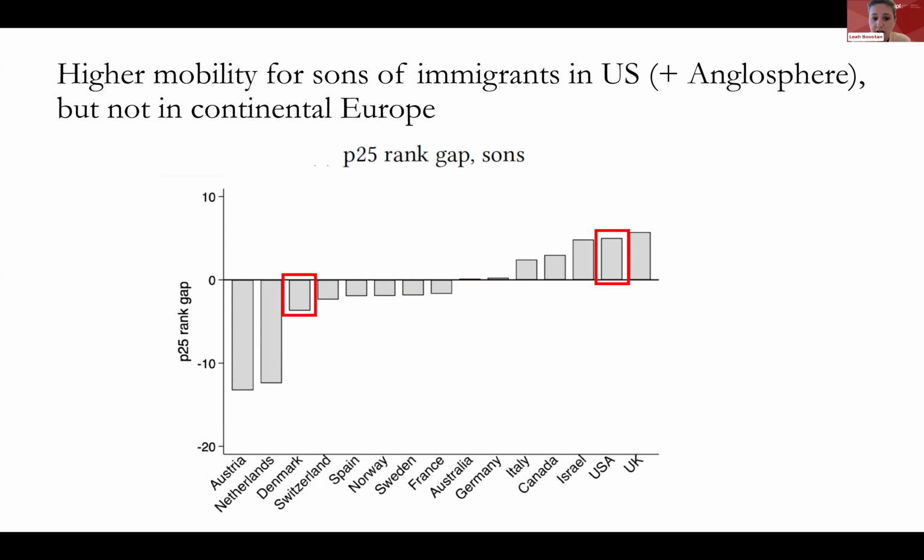And you can see that in the US case, there's sort of this American dream story going on, but the US is not alone. In fact, the US looks quite similar to the UK and Israel, as well as Canada. And then we see Australia coming in a bit lower, where there's neither a son of immigrant penalty nor premium. Denmark, by contrast, looks quite similar to the rest of the continent: Austria, Netherlands, Switzerland, Spain, Norway, Sweden, France. So if we were looking only at sons, we would say, okay, well, it's not an American dream, but it's an Anglosphere dream. There's something about being one of these New World countries that receive British institutions. And then we would try to understand which of the facets might be explaining what's going on.